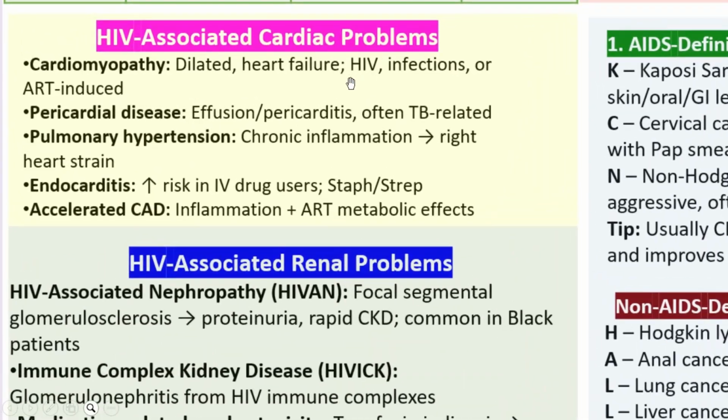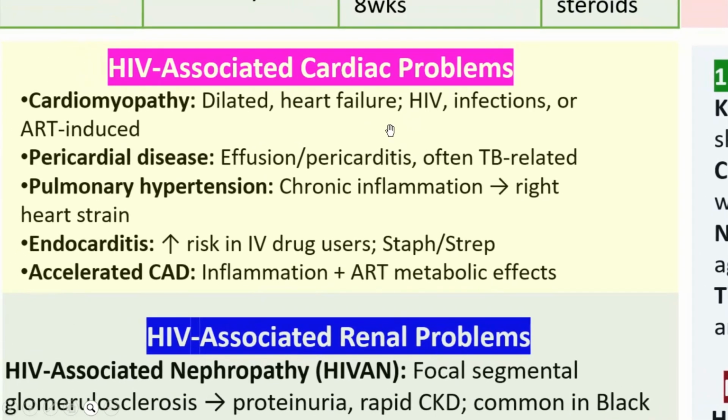So when we go to HIV-associated cardiac problems, what happens is that most of the time the most common is going to be cardiomyopathy, and it's going to look like dilated cardiomyopathy. Then they will get into heart failure, and it is suspected that this cardiomyopathy is probably due to HIV itself or other infections that come in, as well as the antiretroviral therapy could be a cause of that cardiomyopathy.